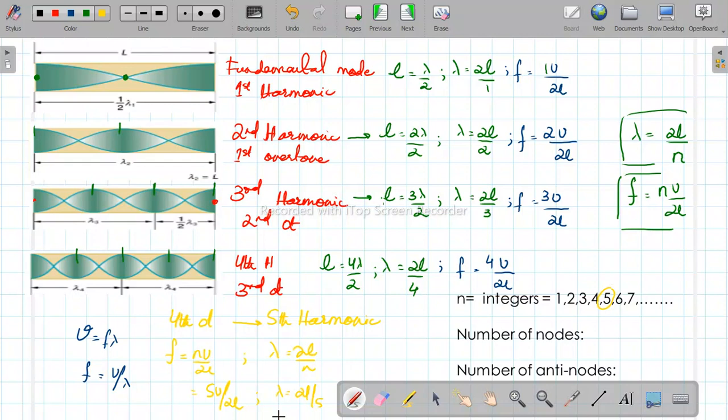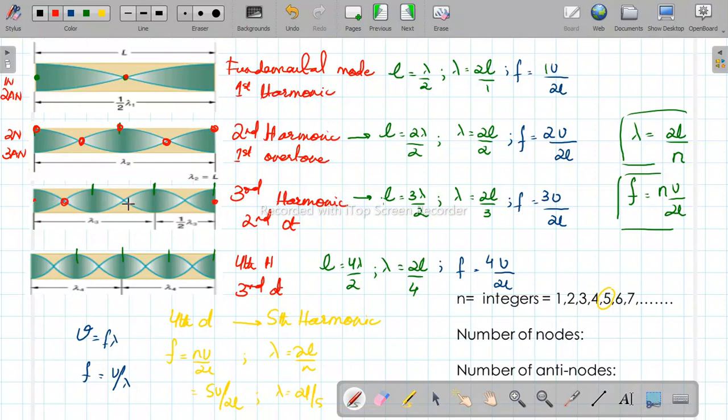Again, in this case, how do we calculate the number of nodes? Let's just see the trend in one or two cases and then we will generalize it. It is obvious from this case. It is the first harmonic, right? And it has one loop. Number of nodes? 1, 2. 2 nodes. Second harmonic, we have 1, 2 loops. How many nodes? 1, 2, 3. 3 nodes.